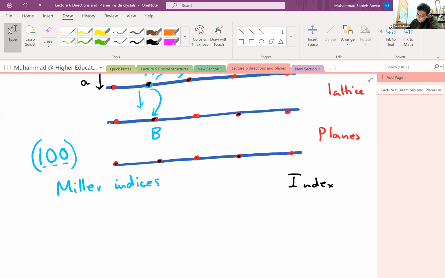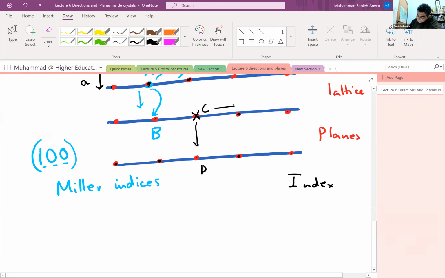You take any lattice point, you take this lattice point, and you move from this lattice point C to D, and then you move from C to E and from C to F, you'll get the same indices.